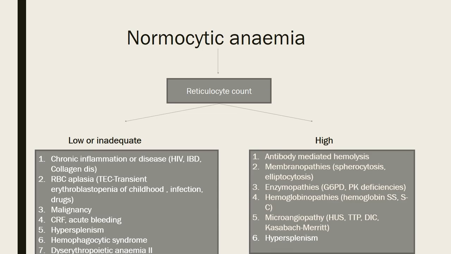If the reticulocyte count is high, then you have to think of all the hemolytic anemias except thalassemia, in which microcytic anemia will be there. So it may be antibody mediated hemolysis, membranopathies, enzymopathy, hemoglobinopathy, hemoglobin SS sickle cell anemia, microangiopathies, example in HUS, TTP, DIC, and hypersplenism can also be.